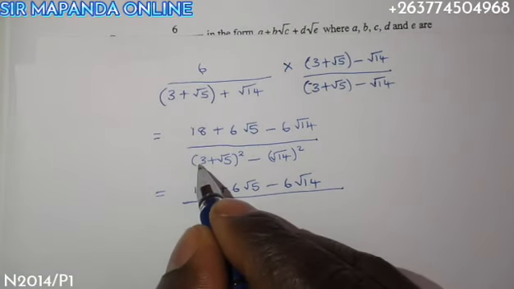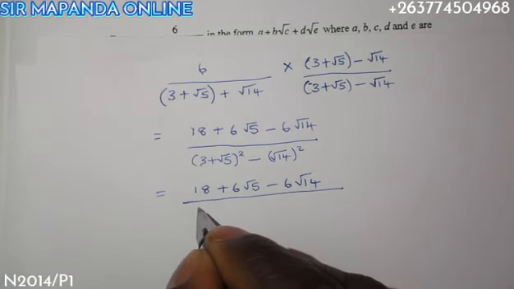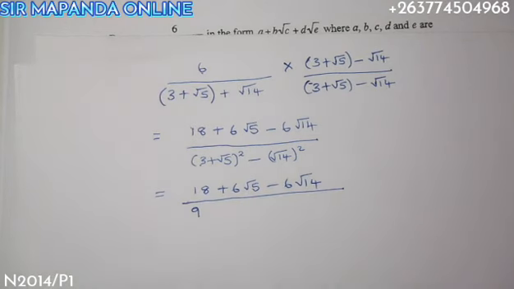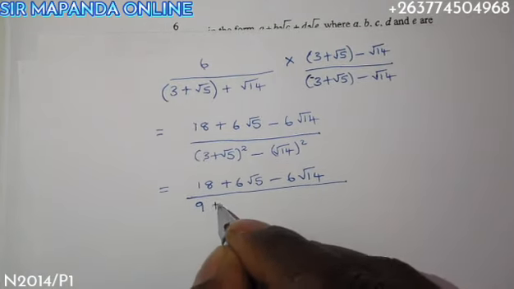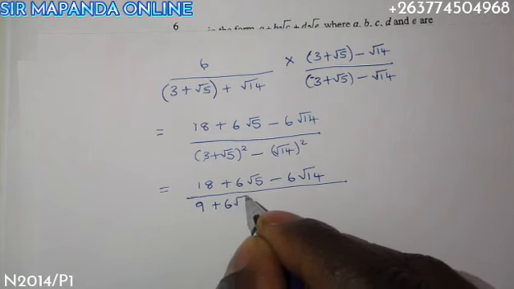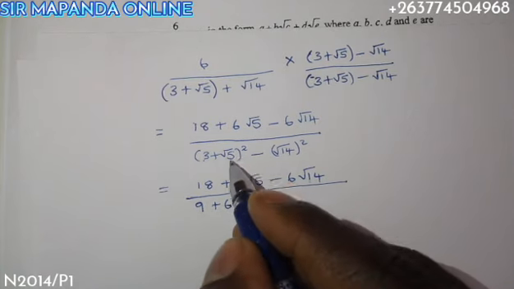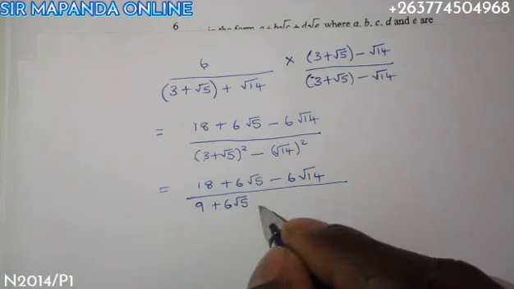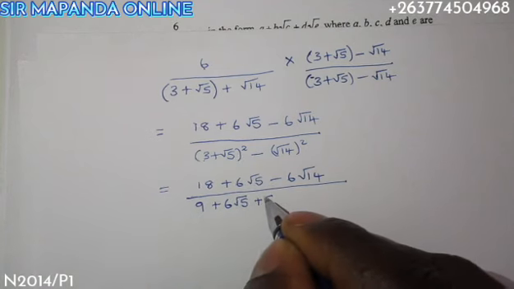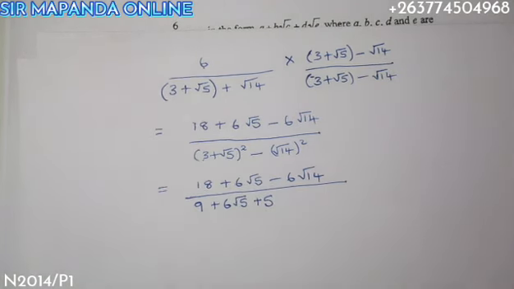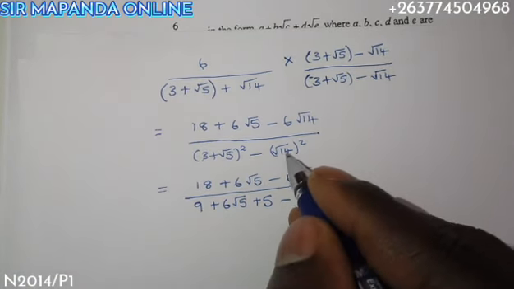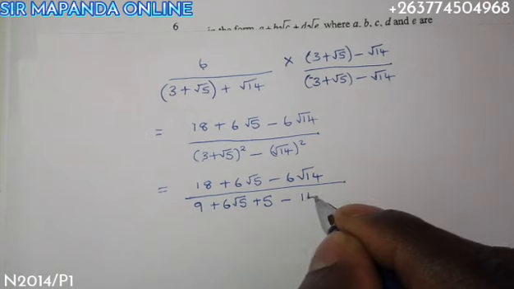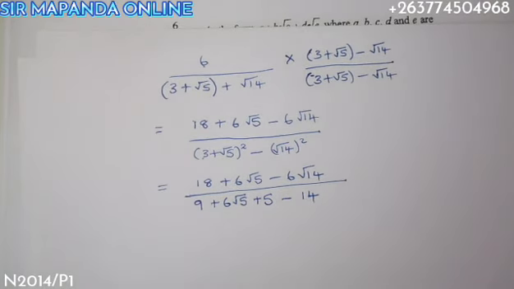Right. So 3 raised to the power 2, you get 9. Then to find the middle term, I'm going to say 3 times root 5 times 2. It gives you 6 root 5. Then the last term here is root 5 squared, which gives you 5. I hope you are following. Then minus root 14 squared, you get minus 14. Let us simplify the denominator.